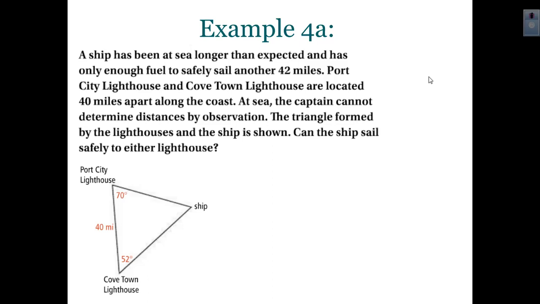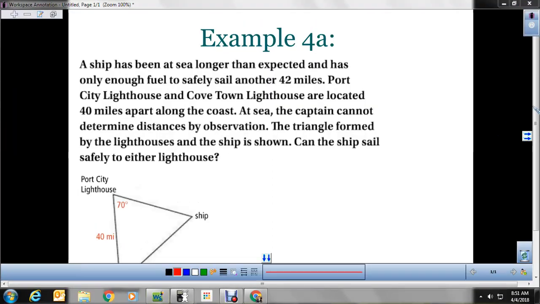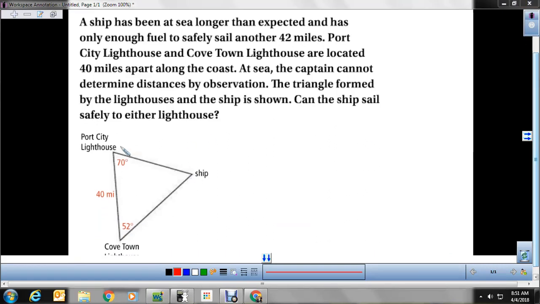Well, one thing that you can look at in this is that we can determine which lighthouse is closer by looking at the angle across from that lighthouse. Port City Lighthouse is an angle of 70 degrees, which means that this opens up 70 degrees. This one's 52, which means it opens smaller than this one. So that means that this distance from Port City Lighthouse to the ship is smaller than Covetown Lighthouse to the ship, because the angle across opens up smaller than this one here. So this distance should be shorter, so I'm going to call this x. Now if we want to solve this one, we would call that y.